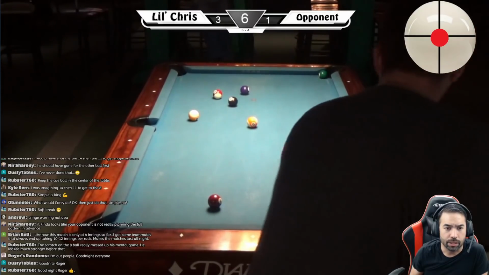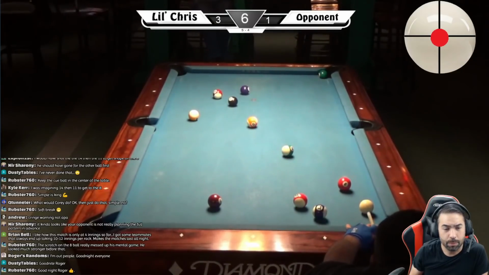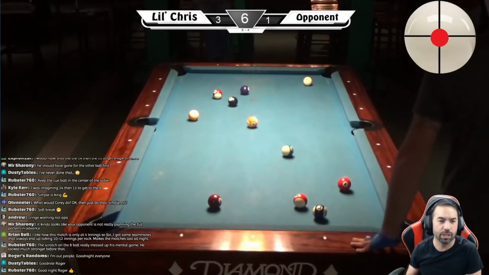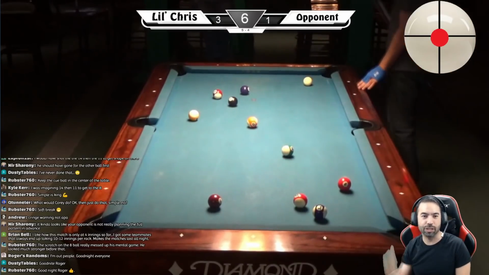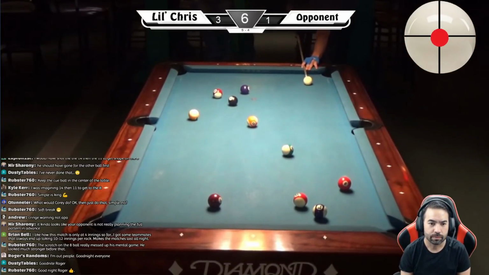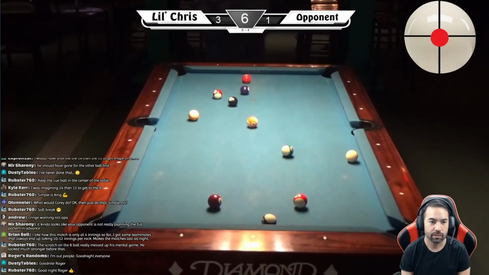What do you do here? He pretty much has an open table. The only issue you really have here is what is your key ball to get on the 8. So he comes down for position on the 3, just shoots it a little too straight.